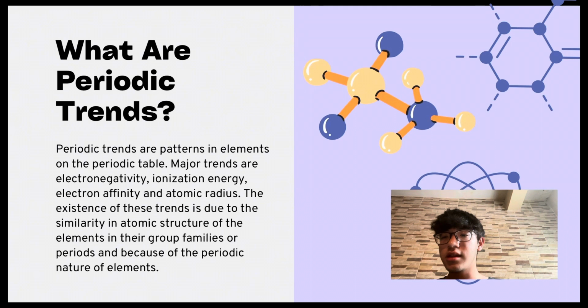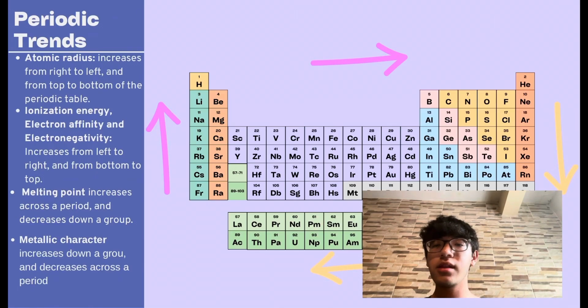Electronegativity is a measure of attraction an atom has for bonding electrons, or how badly the atom wants another electron. The higher the electronegativity, the more the periodic trends increase or decrease. Atomic radius increases from right to left and from top to bottom of the periodic table. Ionization energy, electron affinity, and electronegativity increase from left to right and from bottom to top. The melting point increases across a period and decreases down a group. The metallic character increases down a group and decreases across a period.